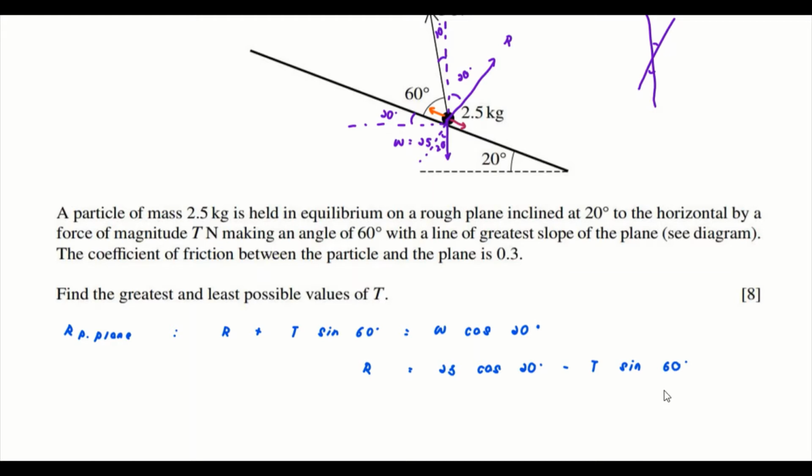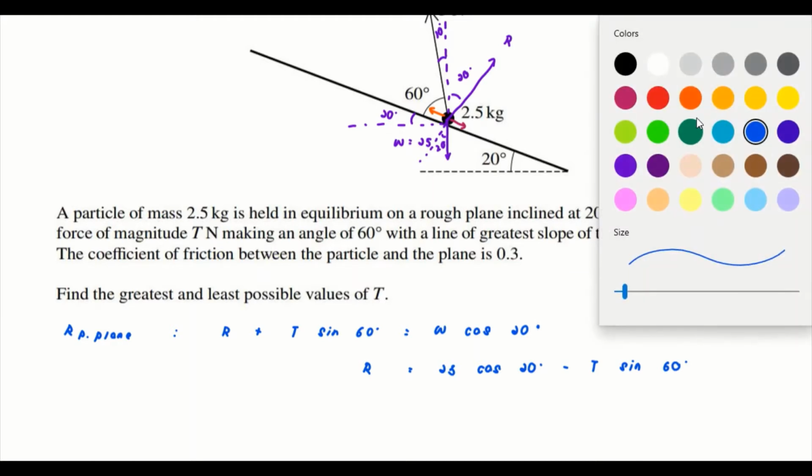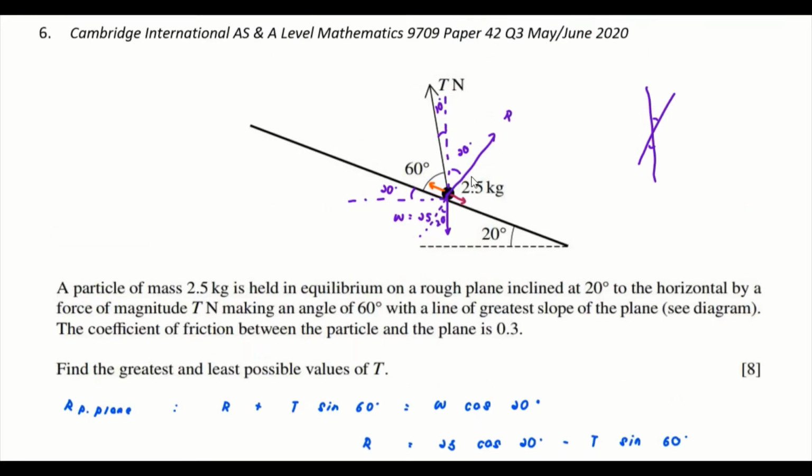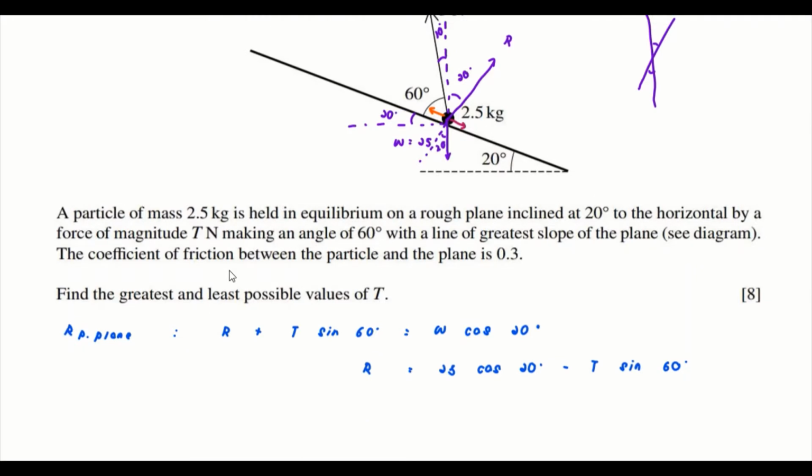Now let's look at the second one, for which I'll use the other color. Suppose this provides us the minimum T, so that we are preventing it from slipping down. That's why the friction is going up. Okay, so we try to resolve it in the direction of X.